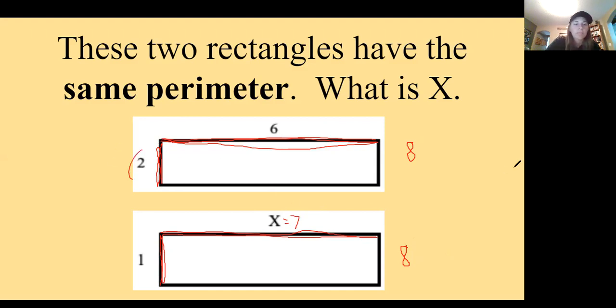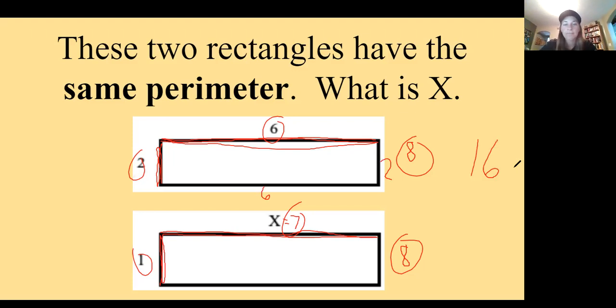2 plus 6 equals 8. 1 plus 7 equals 8. Okay, so let's just check that to see if that works. If the top rectangle has sides of 2 and 6, that means the perimeter is 2 plus 2 plus 6 plus 6, which is 16, right? 2 plus 2 is 4, 6 plus 6 is 12, and 12 plus 4 is 16.